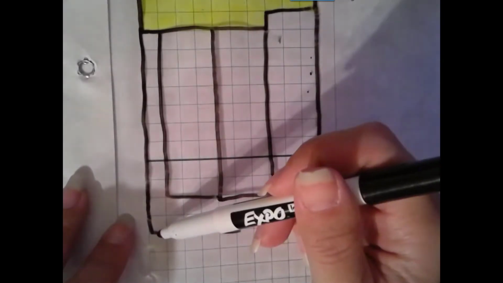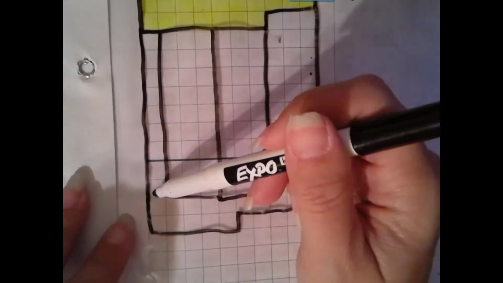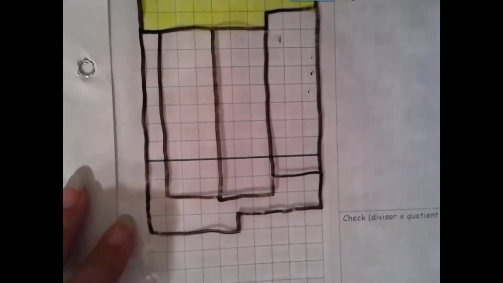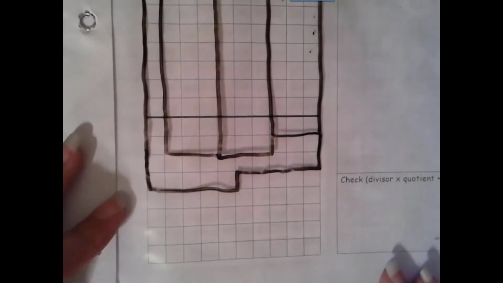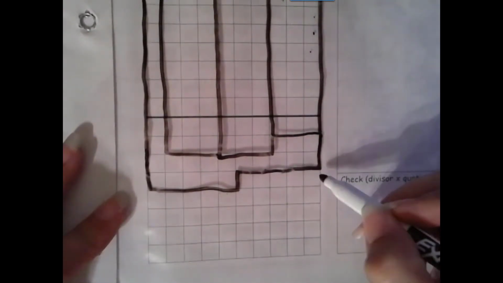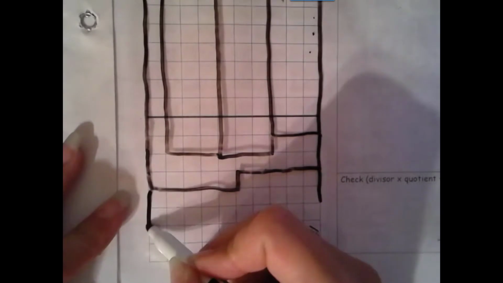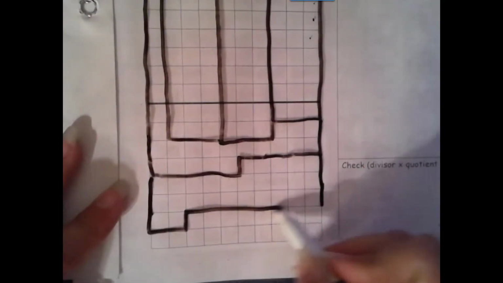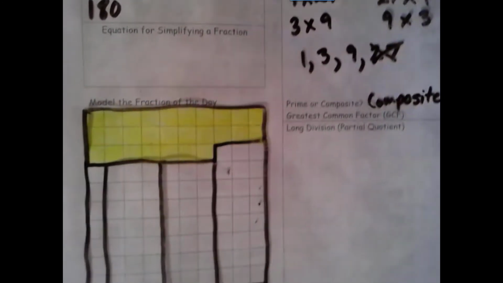20, 21, 22, 23, 24, 25, 26, 27. Okay, so I have 5 here. Plus 10 is 15. Plus 10 more is 25. Plus 2 is 27. And it looks like I have 18 left over. So that means 27 did not work, because you can't have any left over for it to be a factor.